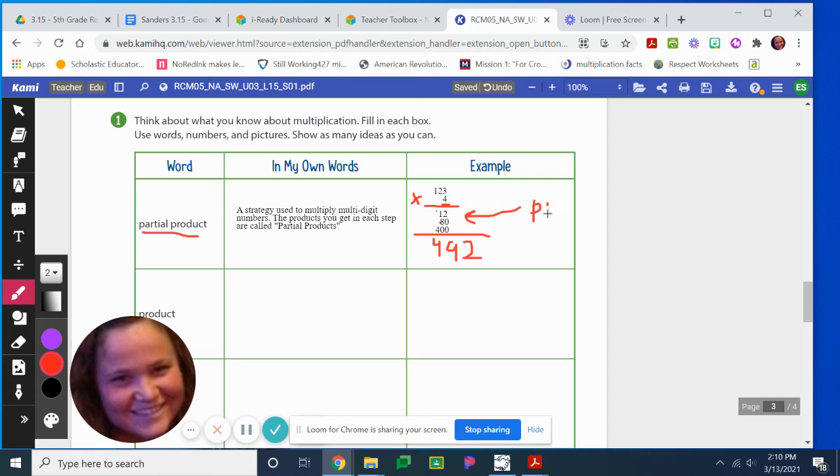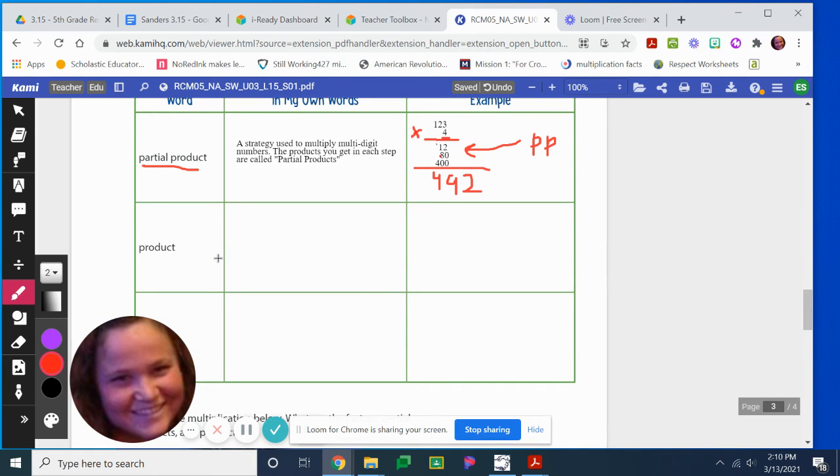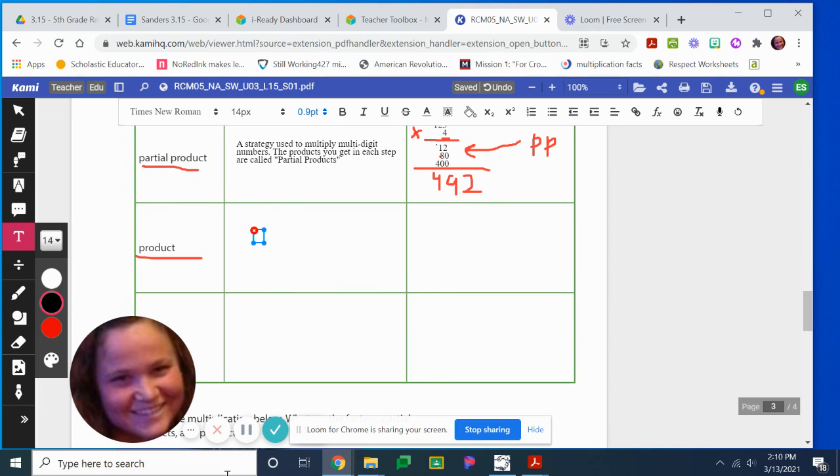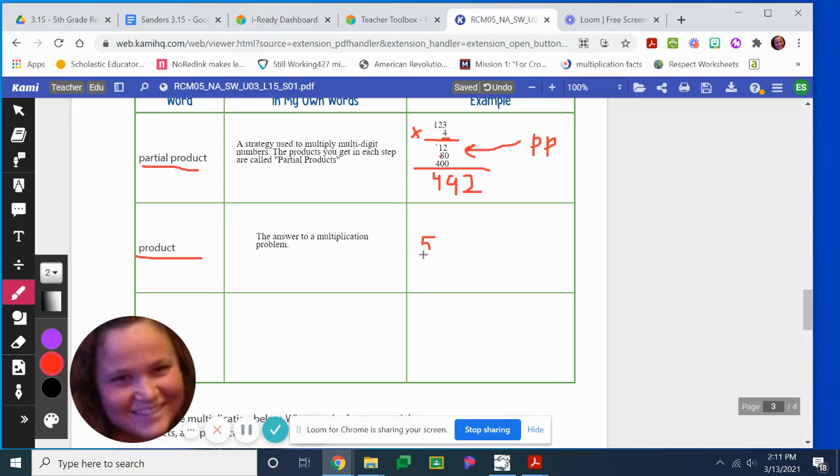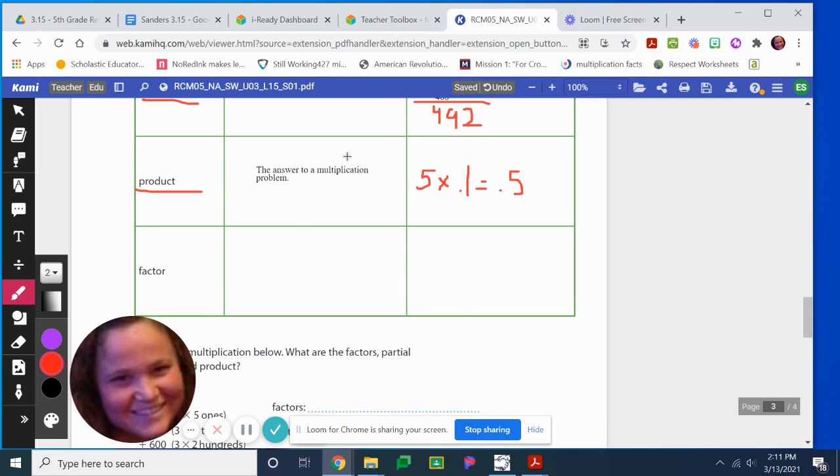And I'm going to put PP for partial products. Then I've got, what does a product mean? And a product is actually pretty easy, you guys. Ready? The answer to a multiplication problem. So if I were to have 5 times 0.1, 0.5 would be my product. It's my answer because I'm using multiplication here.